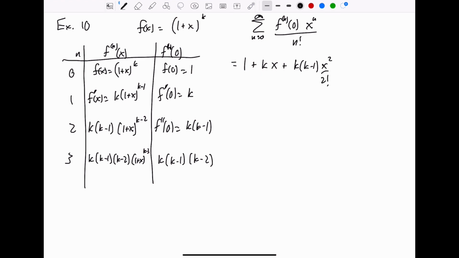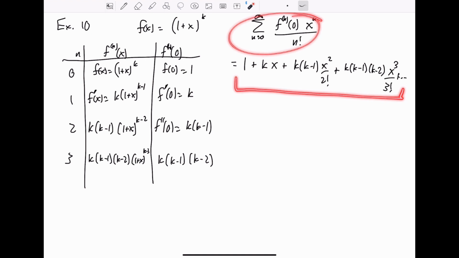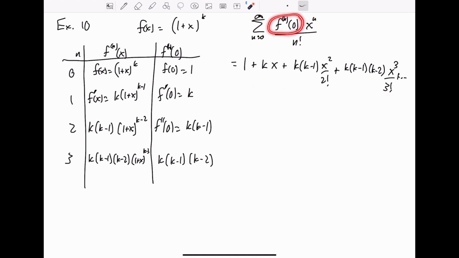Now the n equals 3 term. We have the third derivative evaluated at 0, k times k minus 1 times k minus 2 times x cubed divided by 3 factorial, and the pattern continues. So here's the expanded form for this Maclaurin series. We'd like to get a more compact form. What we want is an expression for the nth derivative evaluated at 0, so we don't have to write the whole thing expanded out like this.